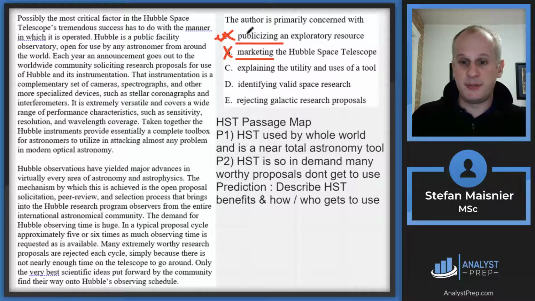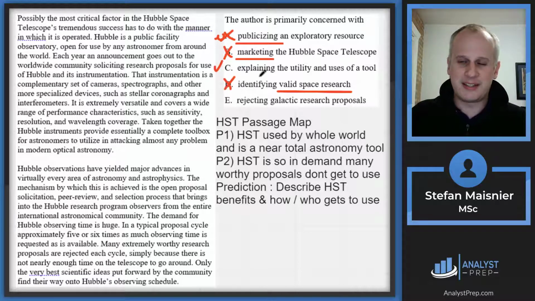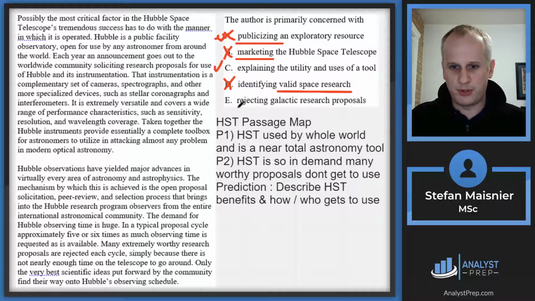Now, explaining the utility and uses of a tool. Again, that tool is the Hubble Space Telescope, and that seems pretty darn good to me. So we'll hold on to that. Identifying valid space research, though. Well, we don't actually say what valid space research is in this passage. So that seems extreme, and while we know that some valid space research doesn't get to use the Hubble Space Telescope, saying that we know what is valid space research probably goes a bit too far. And rejecting the actual proposals, again, we know that proposals are rejected, which is what may make this seem appealing for a moment.